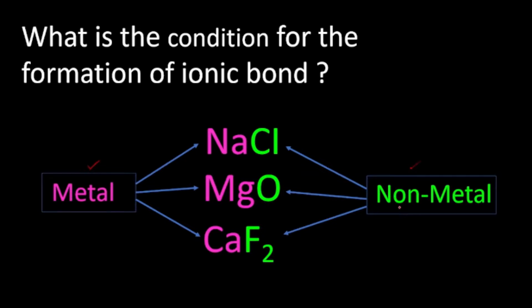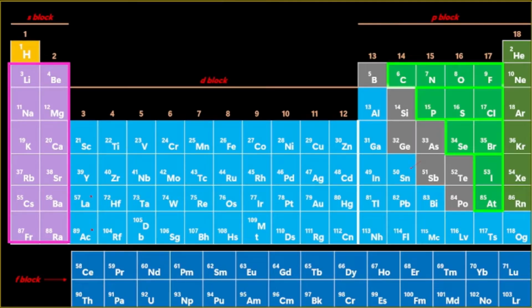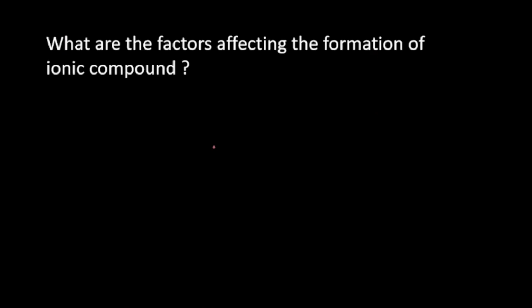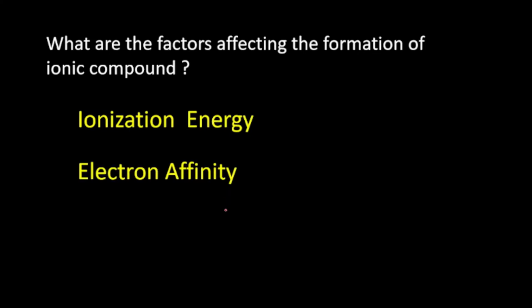Okay. So this is clear from the periodic table that ionic compounds are formed from the metals from s-block elements and these non-metals from p-block elements, which are highlighted here. Now let us see what are the factors affecting the formation of ionic compound. Ionization energy, electron affinity and lattice energy are the three things that affect the formation of the ionic compound. Let us see one by one.